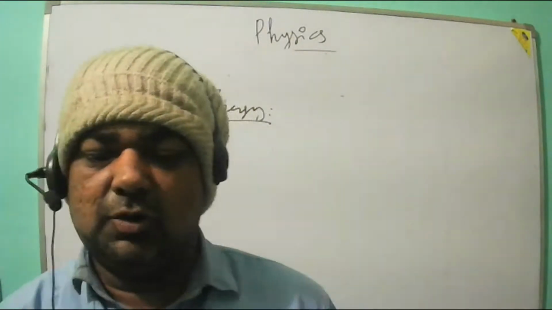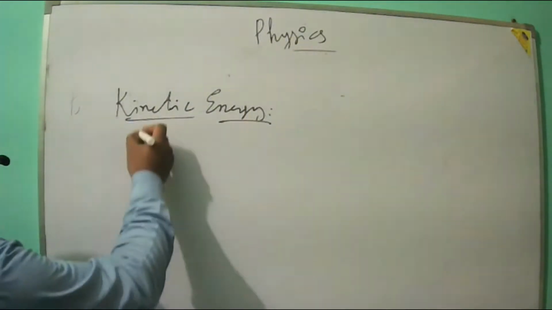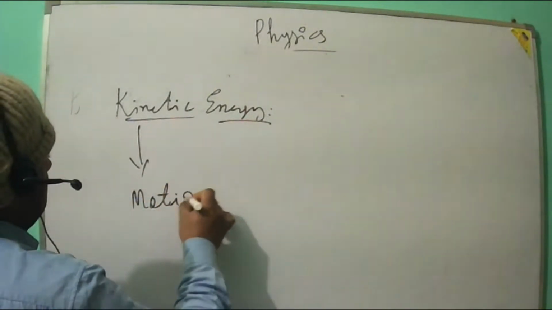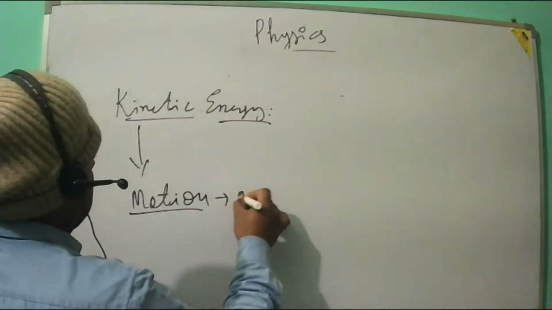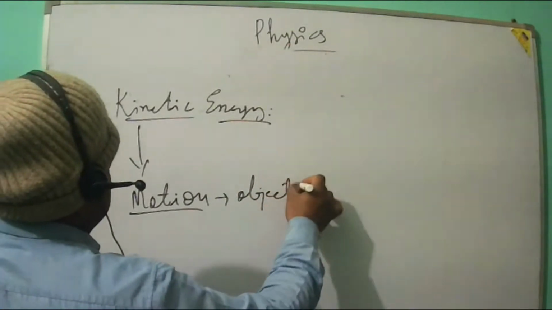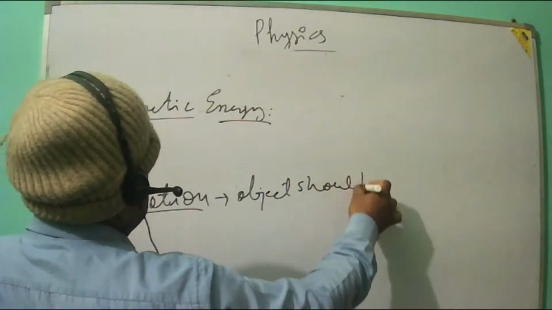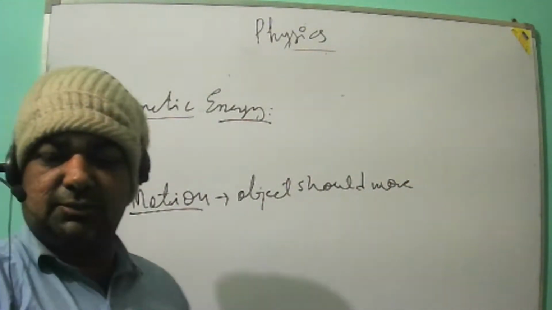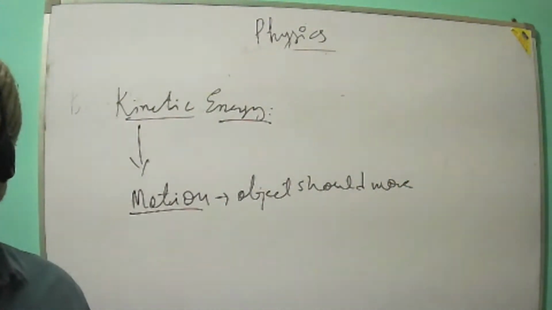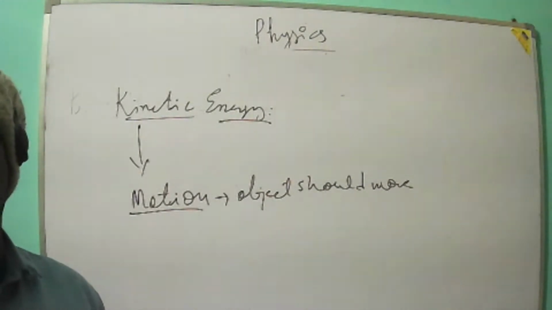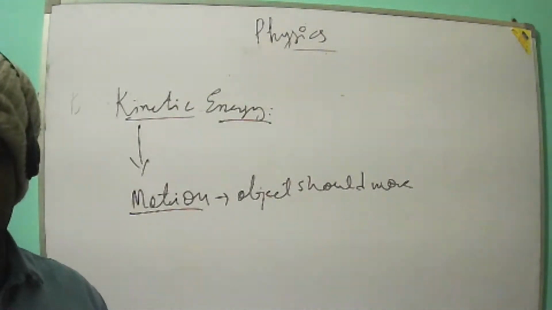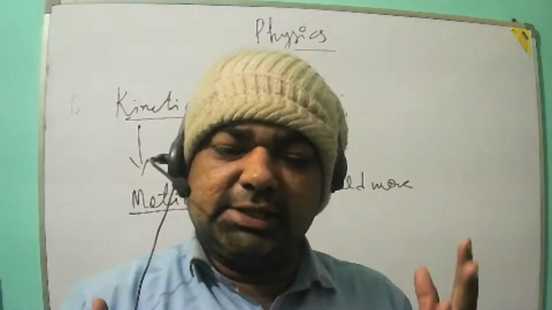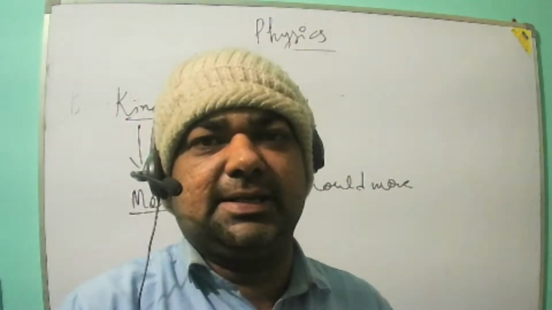So whenever any object moves, what is the primary requirement for kinetic energy? There should be motion. The object should move. If the object is moving, then only it will have kinetic energy. This is the first requirement of kinetic energy. If your object is moving, then only you can say that yes, it is having kinetic energy. Now, what is the formula to calculate the value of kinetic energy?